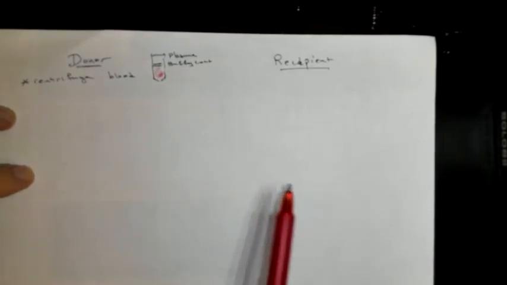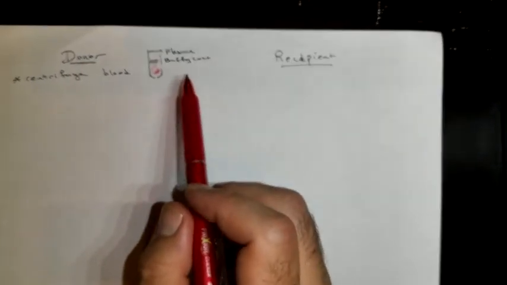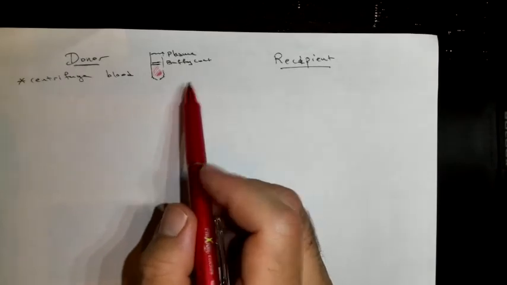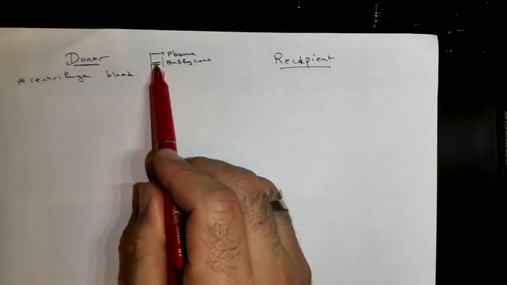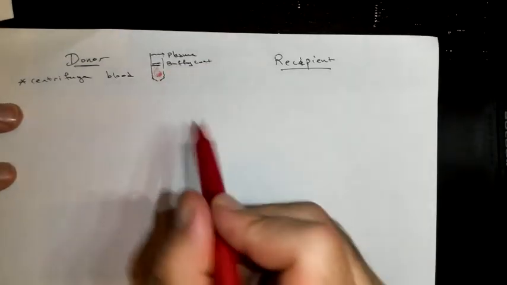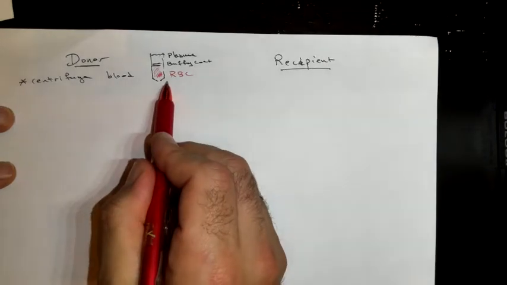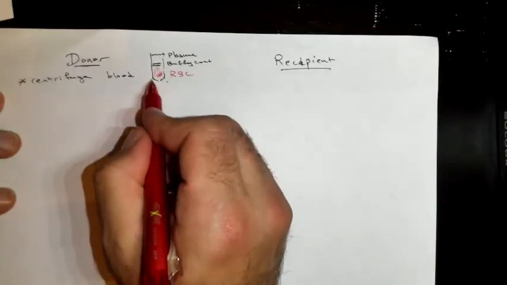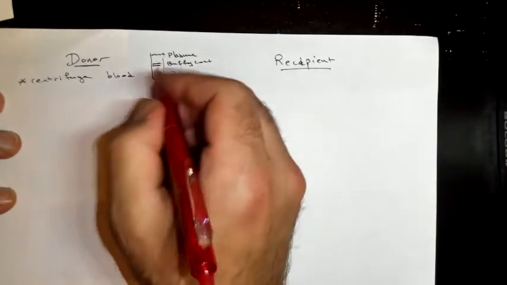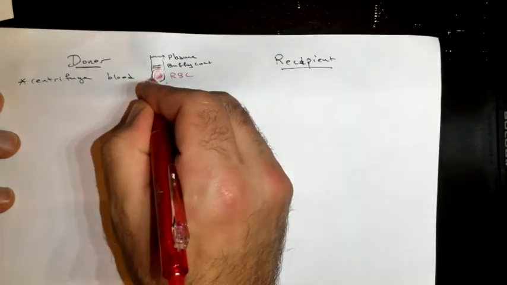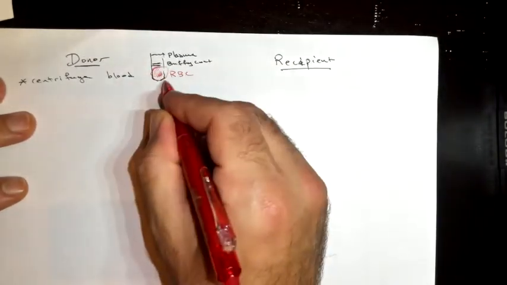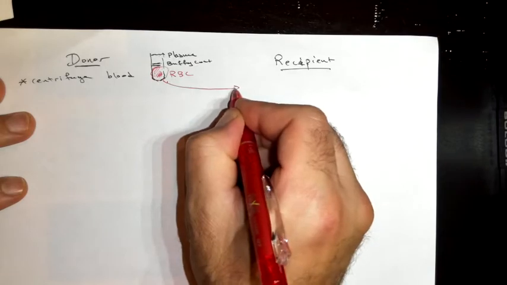The buffy coat is the one that has the white blood cells. And the RBCs are at the bottom here. And so what we do with the donor's blood is once we separate it, we just take these RBCs out and we donate them to the recipient.